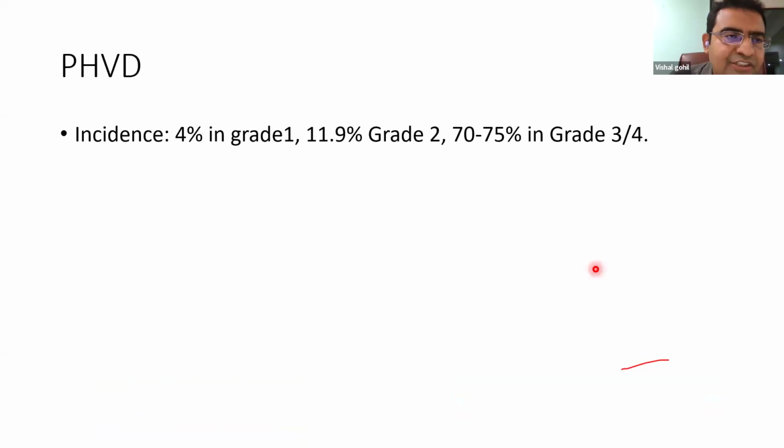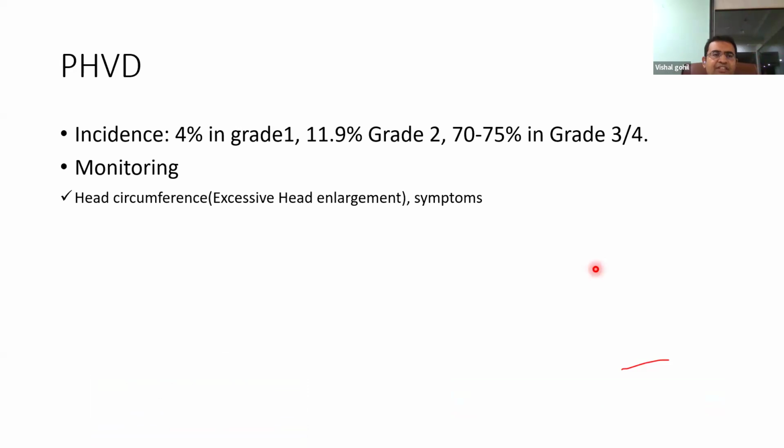So what's the incidence of post-hemorrhagic ventricular dilatation? As we know, grade 1 and grade 2 have a minimal risk, but in grade 3 and grade 4, it would be 70 to 75%. So how will you monitor it clinically? As we know, we start daily head circumference once we encounter the IVH, and we follow the head circumference. Which are the other symptoms? Apnea, bradycardia, tachycardia, bulging of the AF, widening of the sutures. There is a long list for the monitoring.